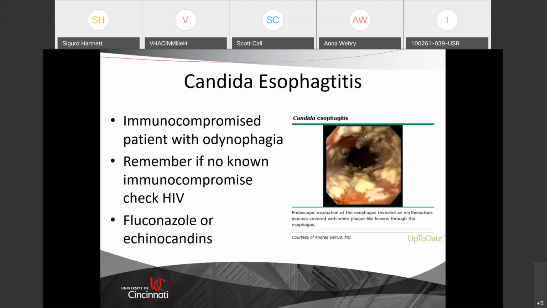However, if there is no known immunocompromise, you always need to get an HIV test in these patients. It's really important to always get an HIV test. Treatment of choice is actually fluconazole. You can do 21 days of fluconazole. The echinocandins, though, also should be working for Candida esophagitis.